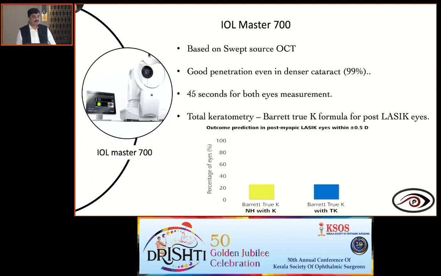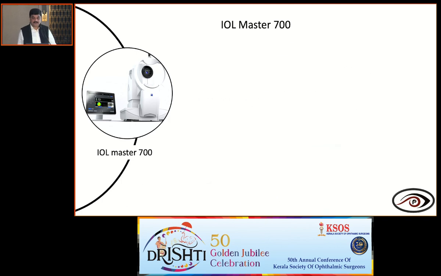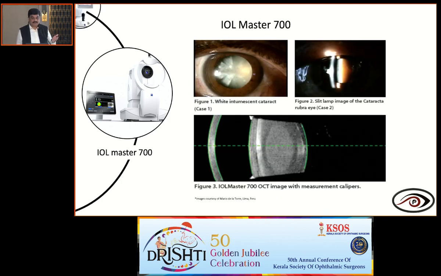Coming to the IOLMaster 700, which is based on swept source OCT, it has good penetration even in denser cataracts, almost 99%, and for both eyes it takes around 45 seconds to measure. The most important advantage with the 700 is total keratometry. It also gives the Barrett True K formula even for post-LASIK patients. I think Chitra Madam is going to talk about that.